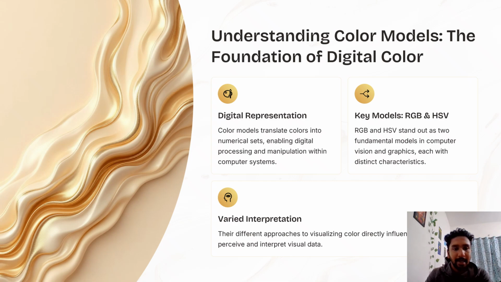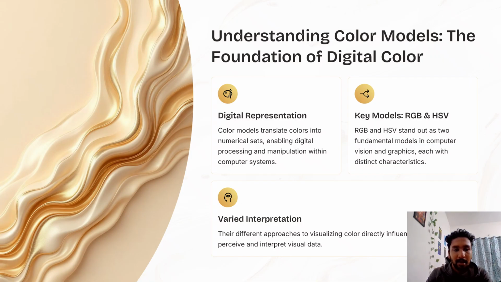So my next slide is on understanding color models, the foundation of digital colors. Color models are mathematical ways to represent colors using numbers. They allow computers to store, interpret, and manipulate images. The two most commonly used models are RGB and HSV. Each model represents color differently, and these differences affect how we process images in computer vision tasks.